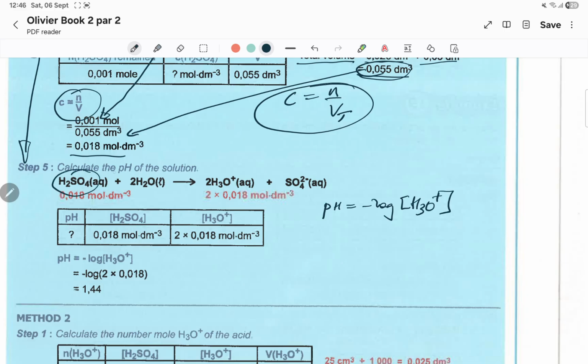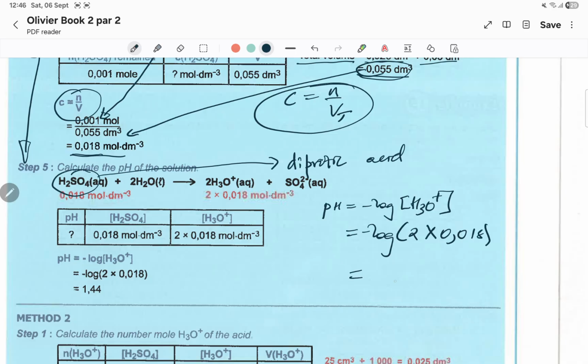Now because it's sulfuric acid, this one is a diprotic acid. So it can donate how many protons? It can donate 2 protons. Then now we know the concentration is 0.018. Then we get the final answer like they did it here. So you get 1.44. So this is the pH of the final solution.